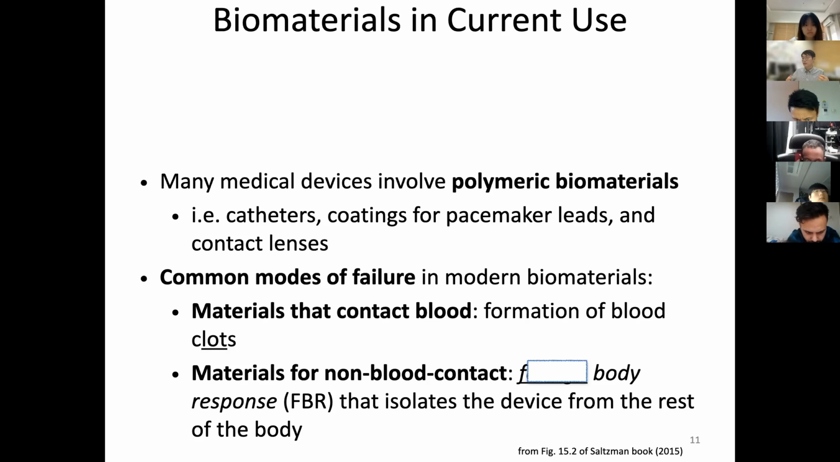The body tries to isolate the device from the rest of the body. Can you guess what this is? Good guess. Let me see another. Guess what this is? Foreign body. Oh yes, right, exactly. Foreign body response is the most important term you have to understand and remember through this class.